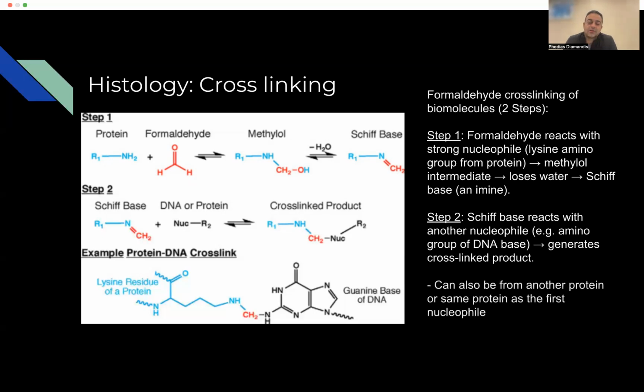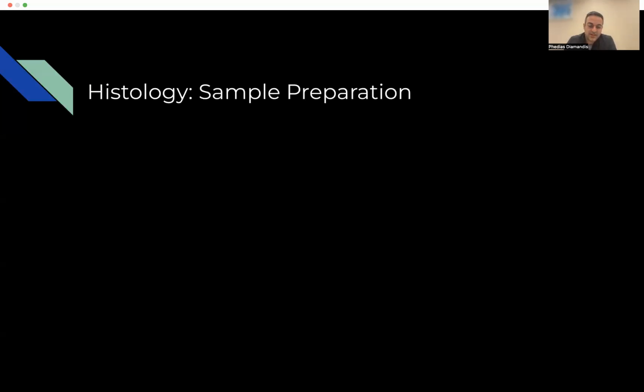This can occur with different proteins, protein and DNA, and can occur with different regions of the same protein. So really, you have to conceptualize this as happening multiple thousands, millions of times within the tissue, allowing it to really firm up and keep everything exactly where it is.